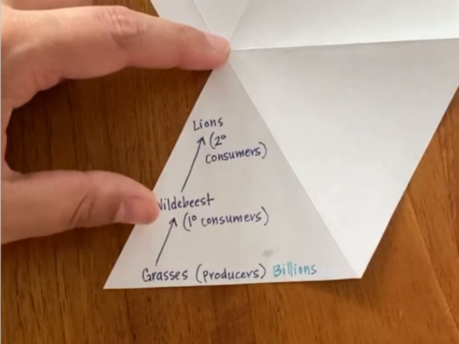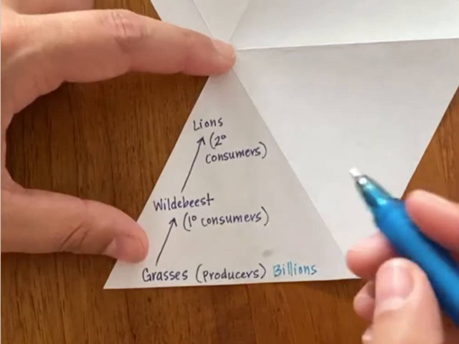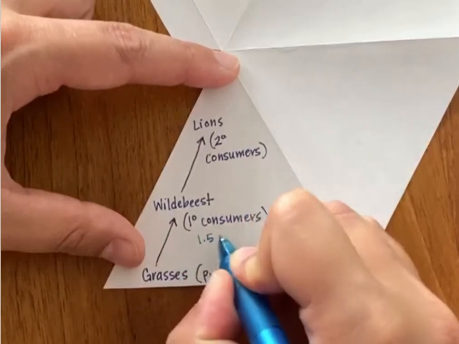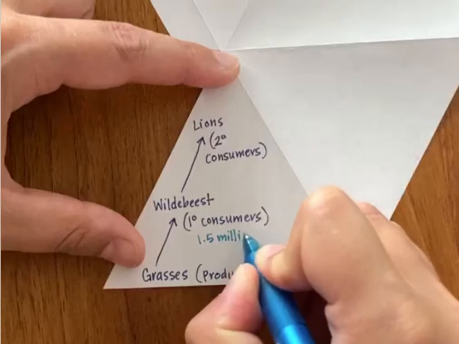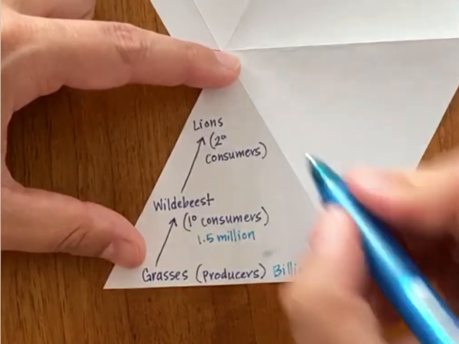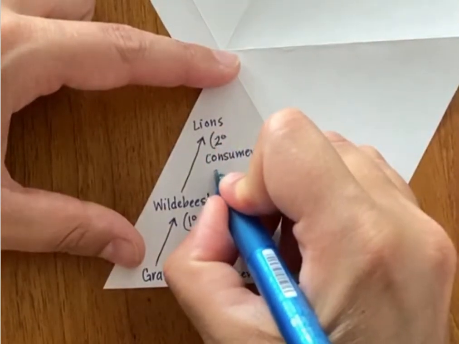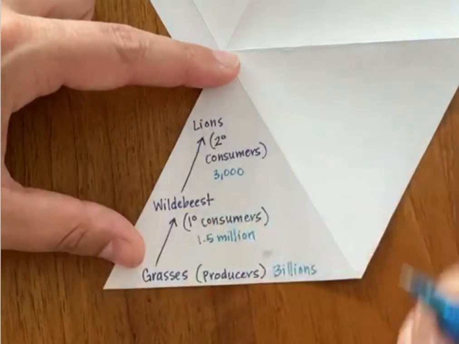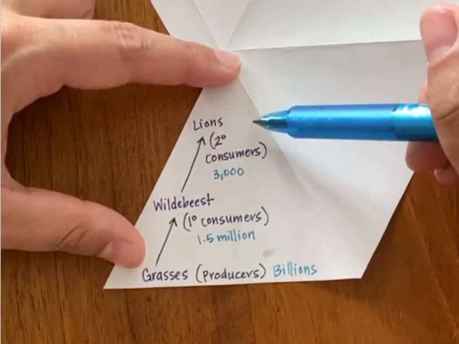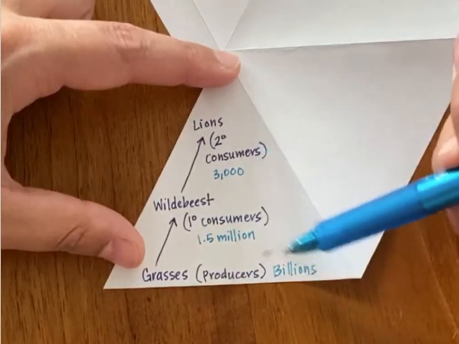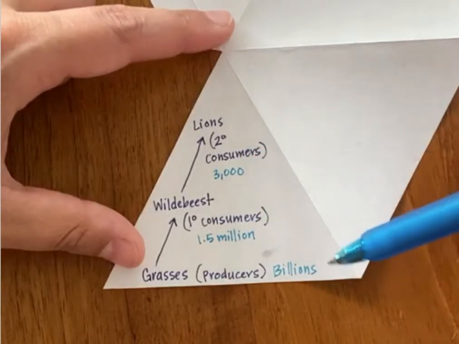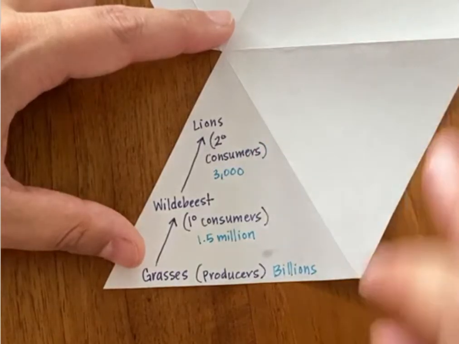In our Serengeti ecosystem, if we then look at how many wildebeest there are, only 1.5 million. It's actually quite a lot, but compared to how much grass, it's quite a bit smaller. Now, if we look at how many lions there are, only about 3,000. So as we get up higher levels in our trophic levels, we're going to have fewer and fewer organisms. And that's how a pyramid of numbers is arranged. So this is an example of a pyramid of numbers.